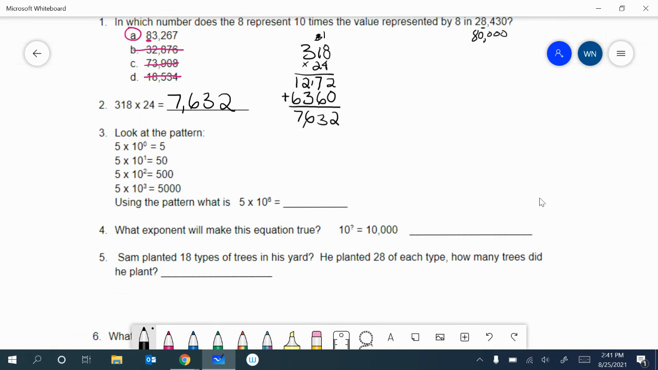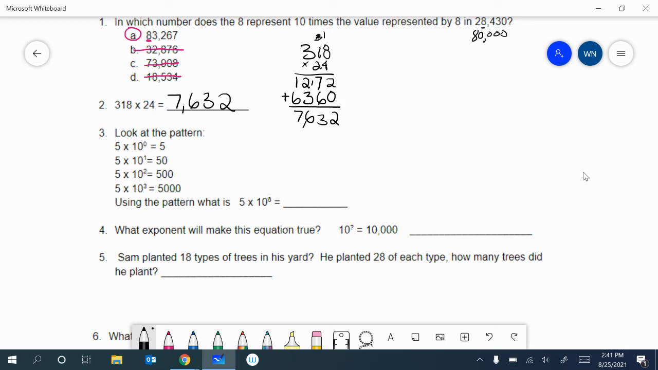Number 3, look at the pattern. 5 times 10 to the 0 power is 5. 5 times 10 to the first power is 50. 5 times 10 to the second power is 500. 5 times 10 to the third power is 5,000. Using that pattern, what would 5 times 10 to the sixth power mean?